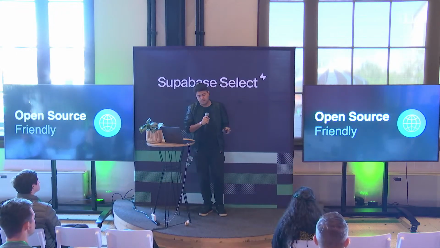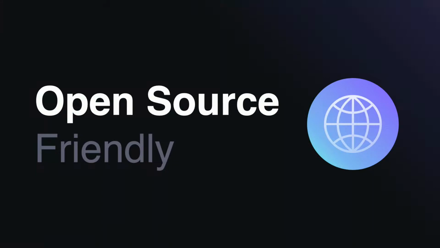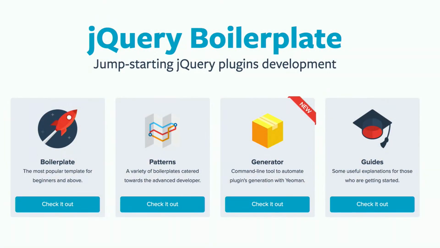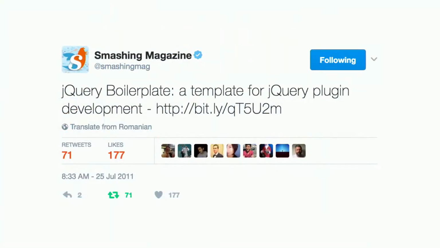The other part is about being open source friendly. And I want to tell you my story with open source. My first open source project was called jQuery Boilerplate. Anyone remembers jQuery here? Do you know what that even is? Okay, great. This was a way for you to create jQuery plugins. Then I launched it, and then Smashing Magazine picked it up, and they tweeted, and people started to know about the project. So I was like, oh my gosh, this is crazy.